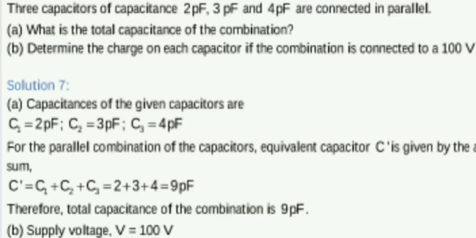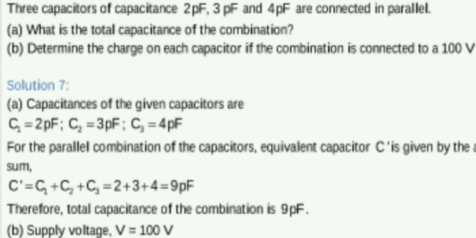Now let's look into the next question. 3 capacitors of capacitance 2 picofarad, 3 picofarad and 4 picofarad are connected in parallel. What is the total capacitance of the combination? Determine the charge on each capacitor if the combination is connected to a 100 volt supply. Answer for question number 7.